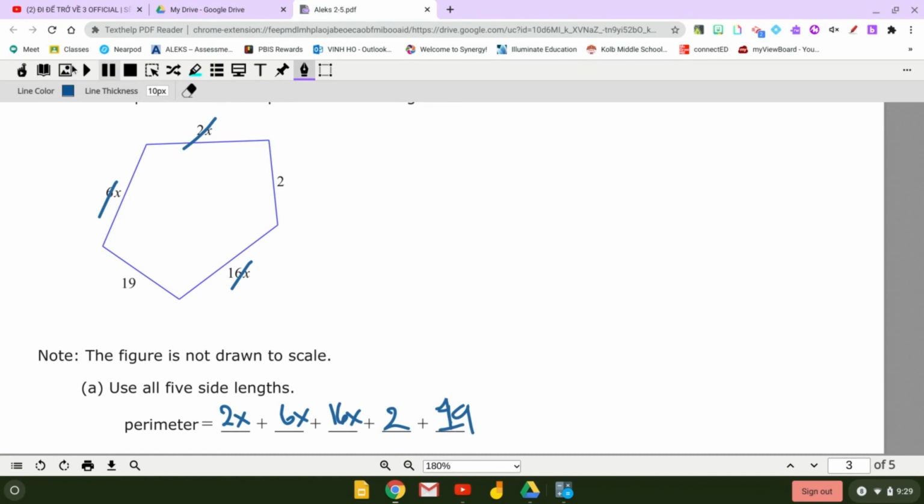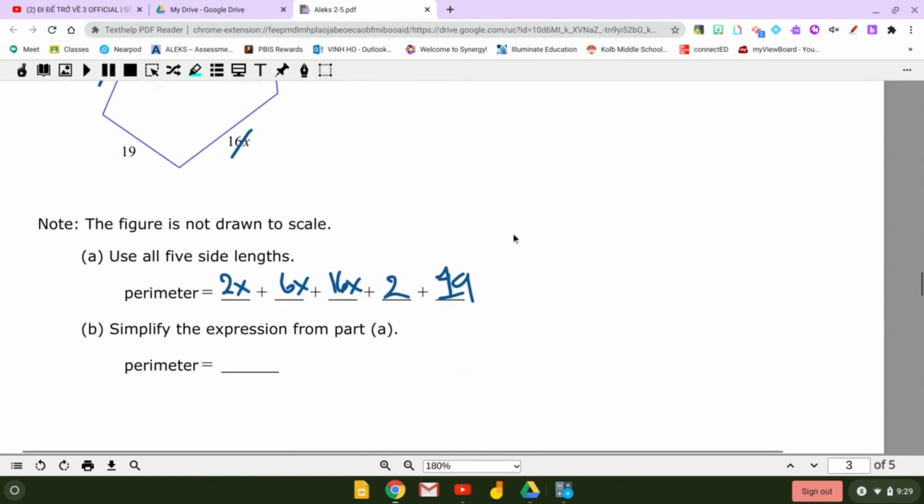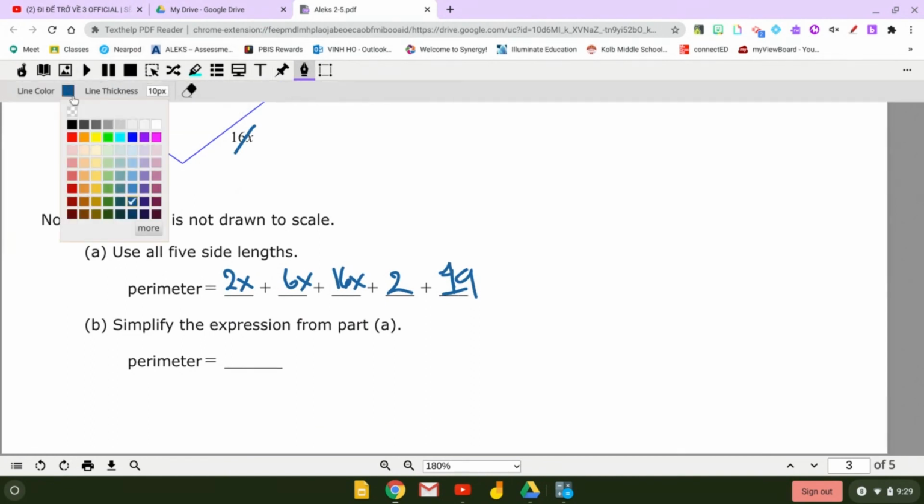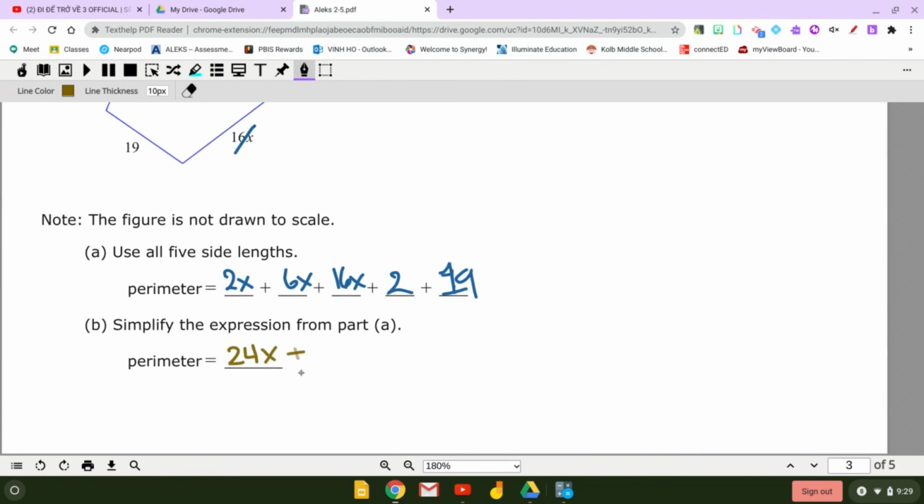All right. So now we can combine like terms. 2x plus 6x is 8x, plus 16 is 24x, plus 2 plus 19 is 21. Perfect. That's it. So that is the final answer.